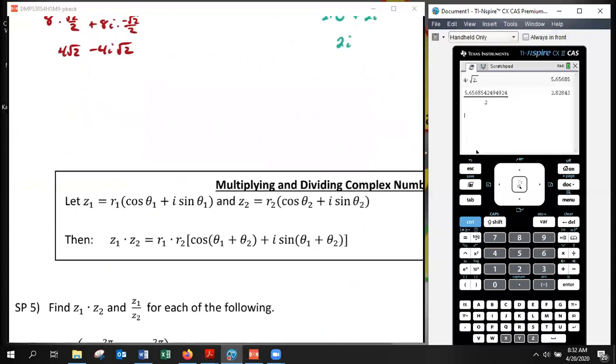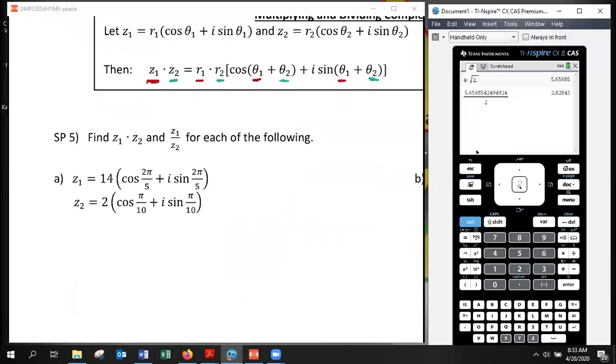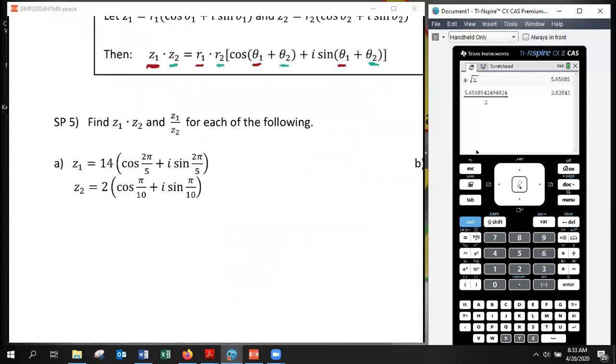So if I take z1, my first complex number, and my second complex number, the way that I find the product is I will be adding the angles and I will be multiplying the radii together. So let's go ahead and actually show that for problem number 5 here.